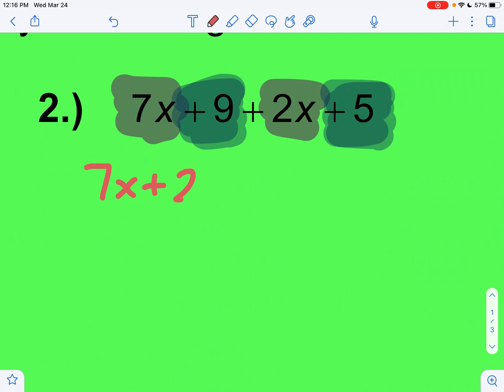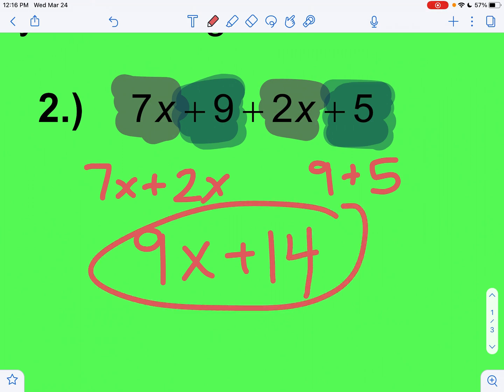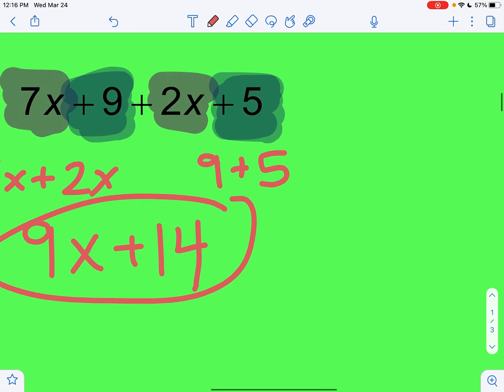So let's go ahead and start combining. We have 7x plus 2x, and then we have 9 plus 5. Well, 7 plus 2 is 9, so we get 9x, plus 9 plus 5 is 14. So our answer is 9x plus 14.